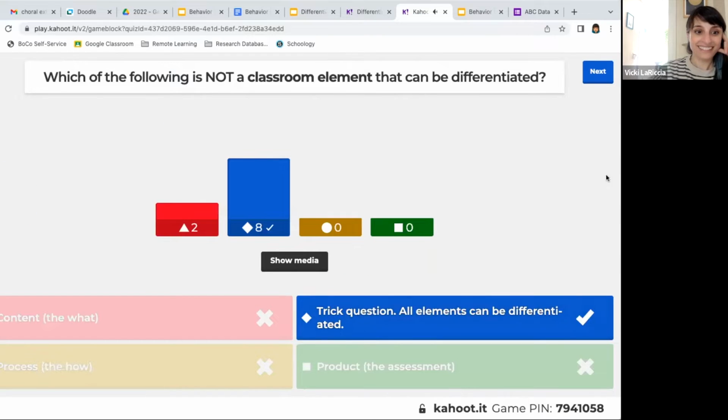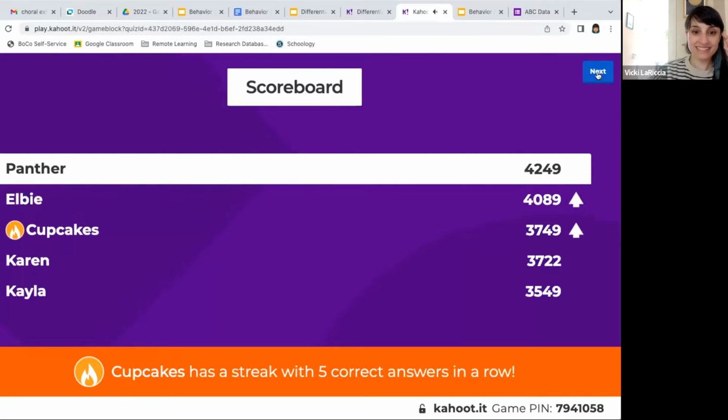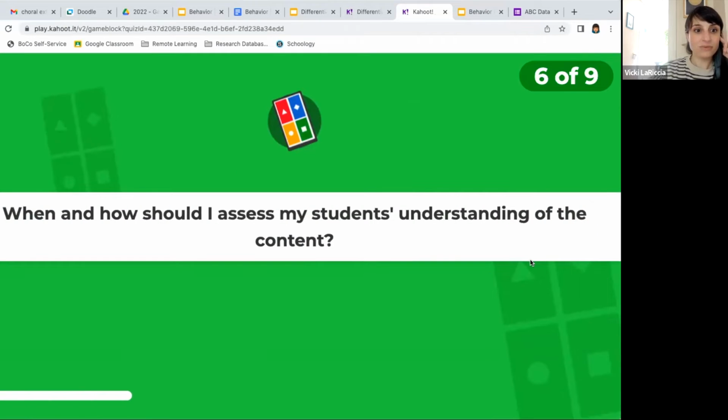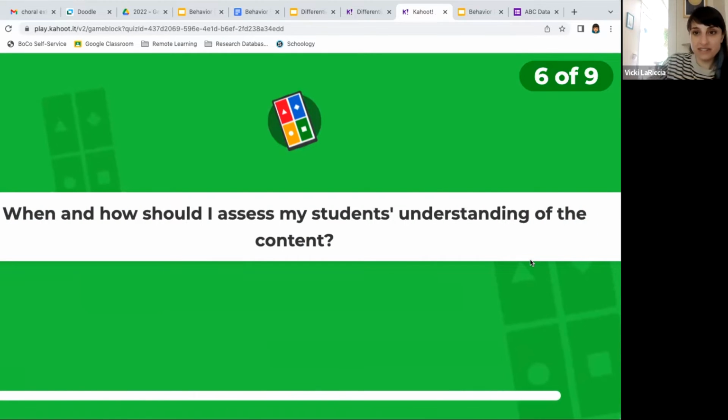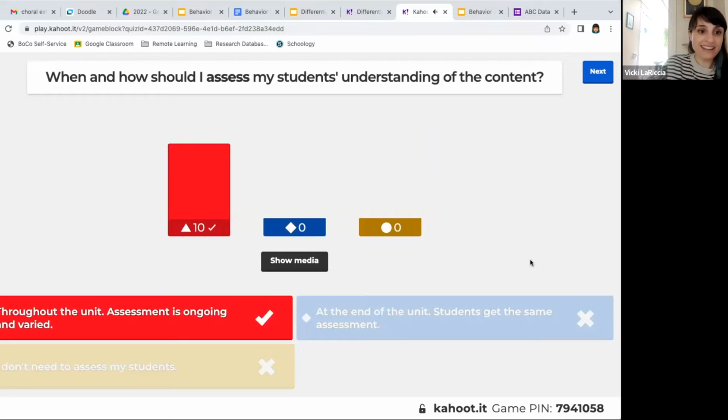All right. So content can be differentiated. This was a trick question. Sorry to fool those 2 people. All right. Number 6, when and how should I assess my students' understanding of the content? All right, yeah, throughout the unit, always assessing, and it's using a variety of assessment types.